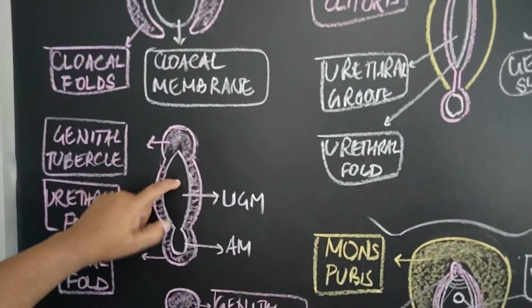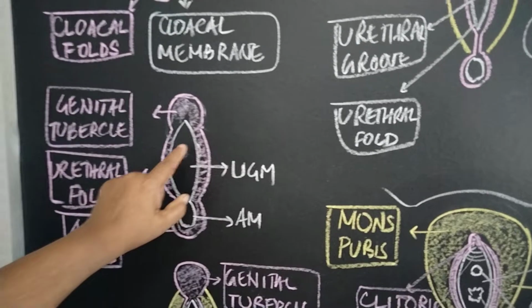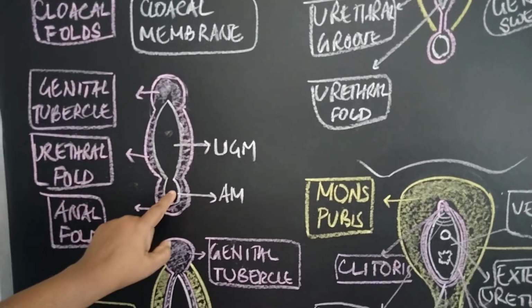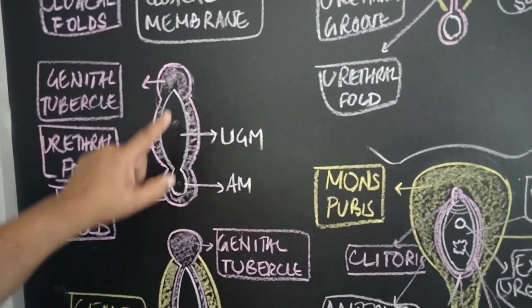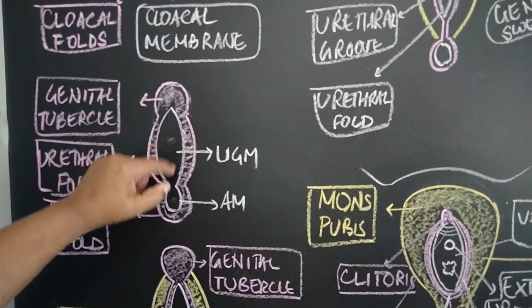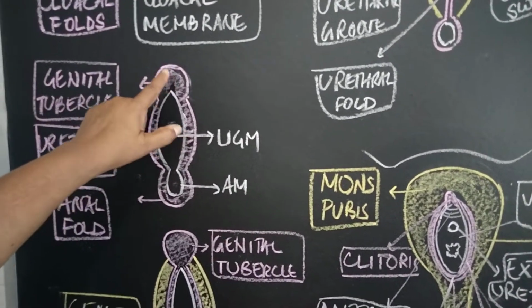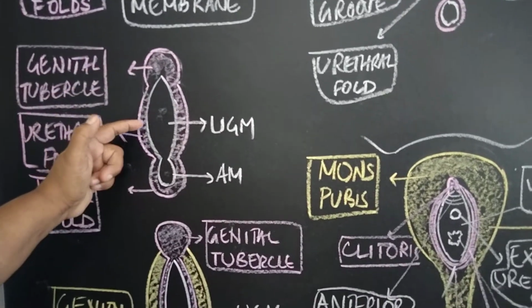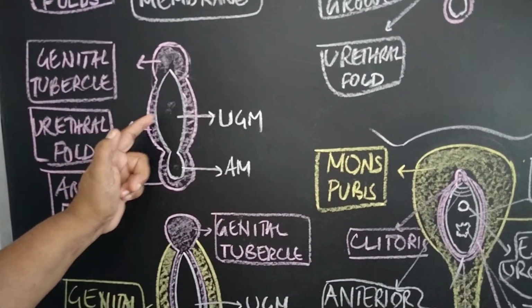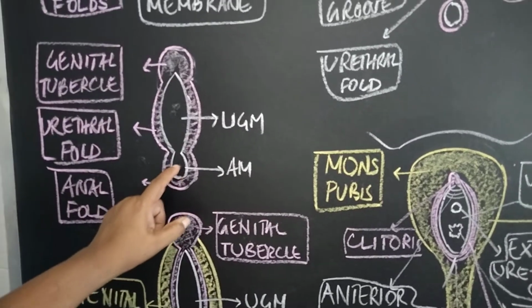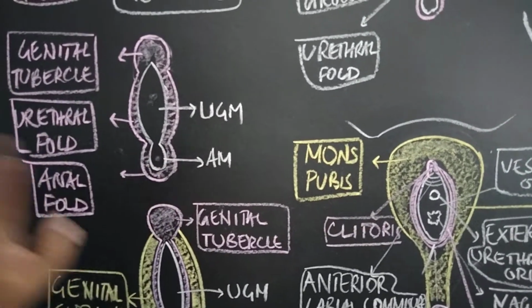Now the cloacal membrane is divided into two parts, that is anteriorly the urogenital membrane and posteriorly the anal membrane. And this cloacal fold is surrounding this cloacal membrane. In the cranial most part there is a formation of a tubercle called the genital tubercle, surrounding the urogenital membrane called the urethral fold, and surrounding the anal membrane this is called the anal fold.